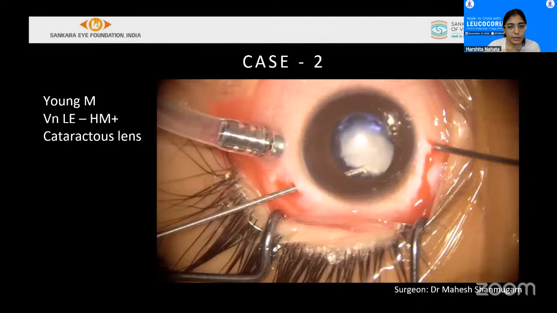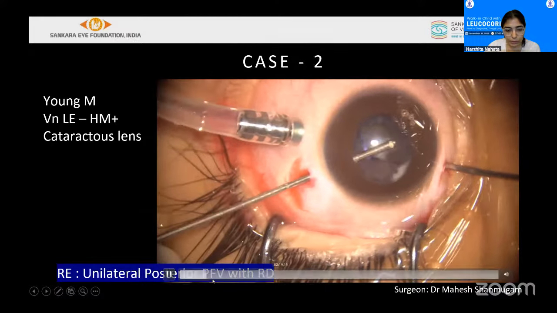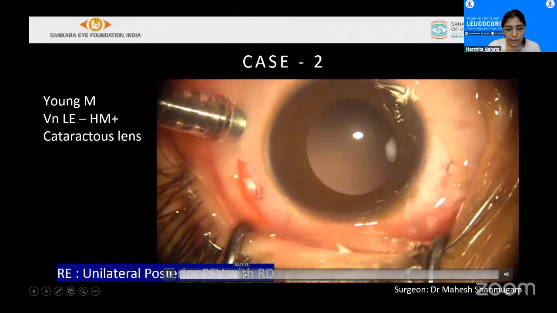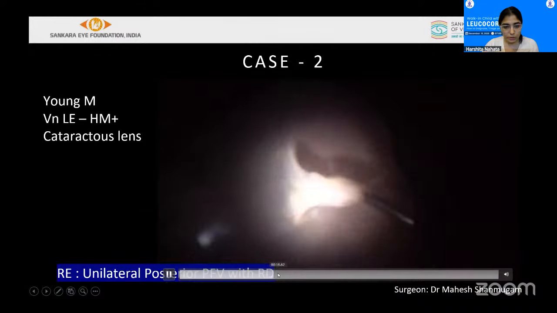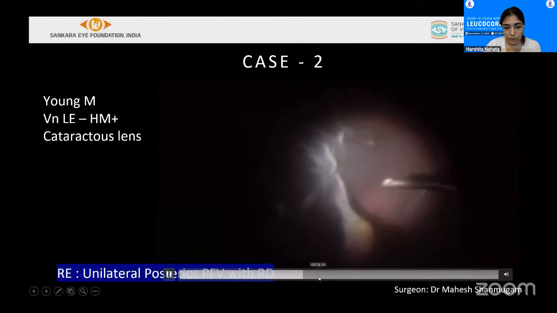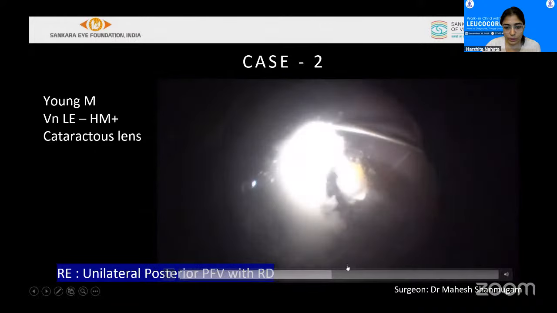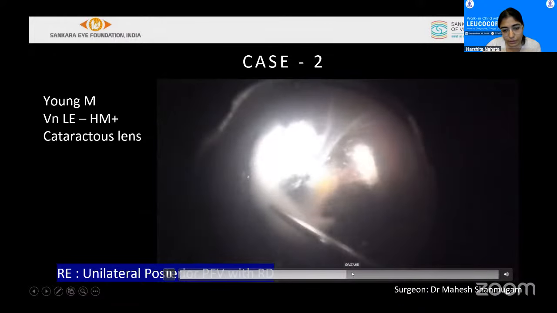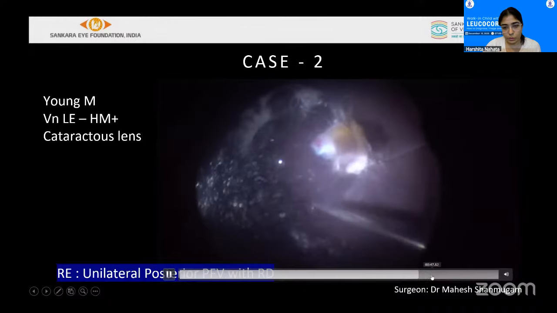Going on to the second case, this was a young male child who presented with hand movement vision in the left eye and a cataractous lens. It was diagnosed as a unilateral posterior PFV with retinal detachment. Pars plana lensectomy was performed, and upon going on to the posterior part of the surgery, a retinal detachment was noted. So PVD was induced along the stalk and retina and in the periphery as well. But as I already discussed, the vitreous is very adherent in such cases. So IVTA was injected and PFCL-assisted PVD induction was done.